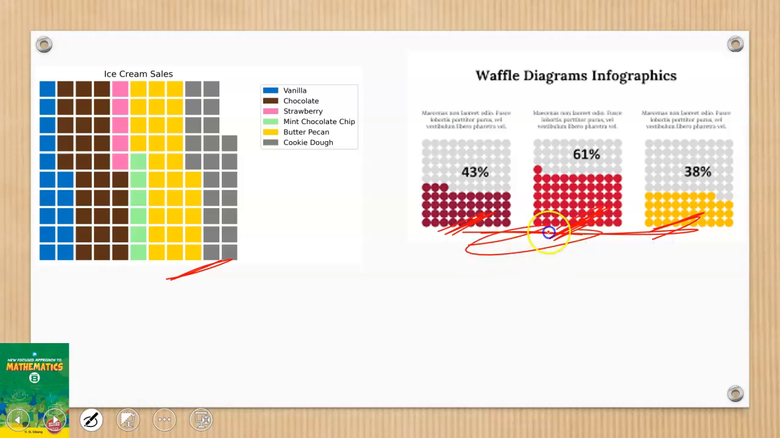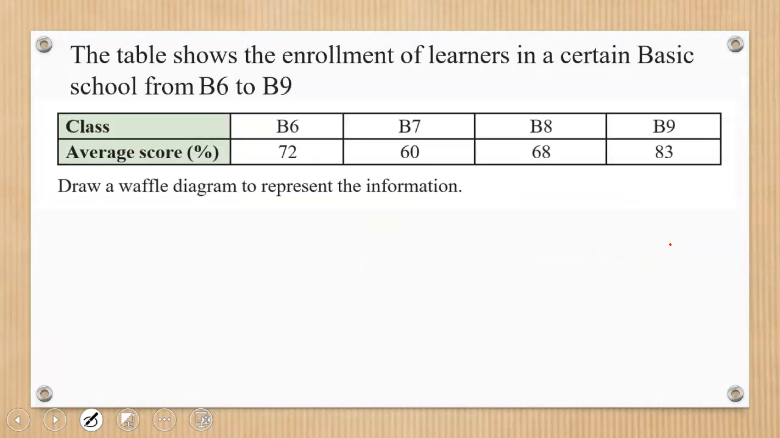If I'm going to use this particular approach at our level now, let's take an example and see. A table shows the enrollment of learners in a certain basic school from basic 6 to basic 9. Basic 6, the enrollment is 72%, and basic 7 is 60%, 68%, and then 83%. Now in this question, they've given us the classes and the percentage enrollment, so there's no need to do any calculation again. We just represent the information using the Waffle diagram.